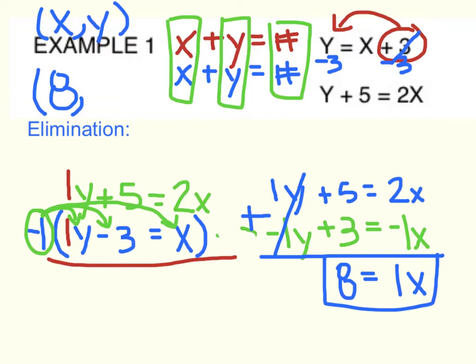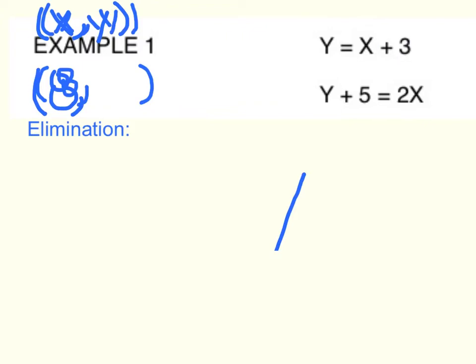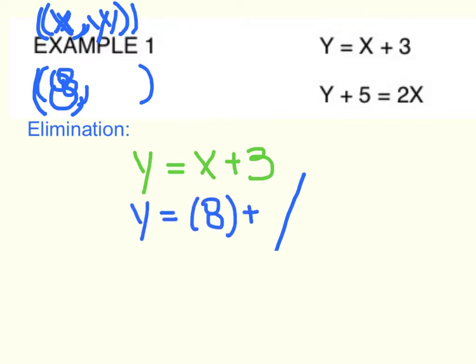Well, now all we have to do is substitution. So let me erase this work here so that I can have some space. Now we can pick whichever equation we want to use to substitute x for 8. So I'm going to use the first one again because I think it's the easiest. y equals x plus 3. Well, we know that x is actually supposed to be the number 8. So y equals 8 plus 3. So when we add 8 plus 3, we get 11.